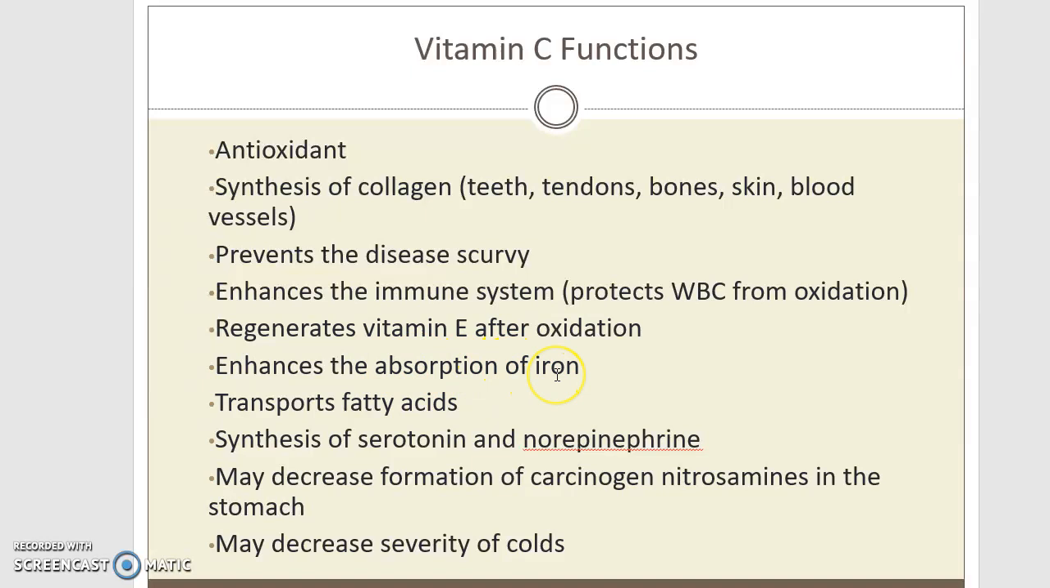Also, vitamin C helps with iron absorption. That's a whole separate thing, but you can become anemic if you don't have enough vitamin C because you need C with iron to help for that absorption. It helps transport fatty acids. It has a function in our serotonin, in our brain function, and it may help with decreasing the formation of carcinogens. So quite a few functions for vitamin C. So where do we get vitamin C?